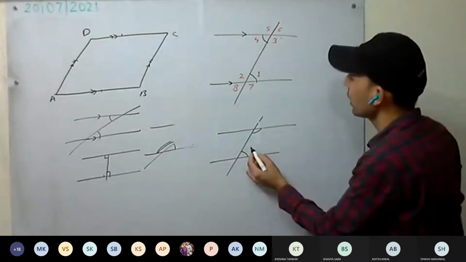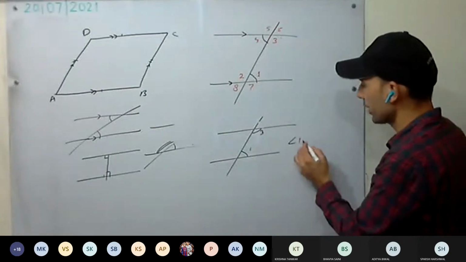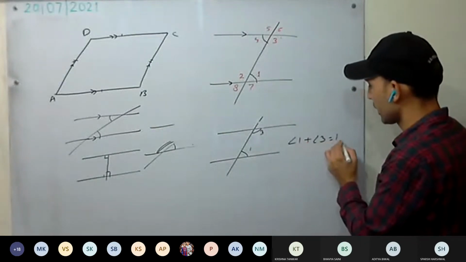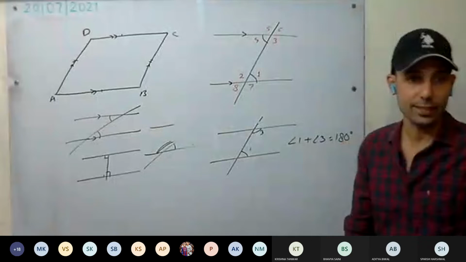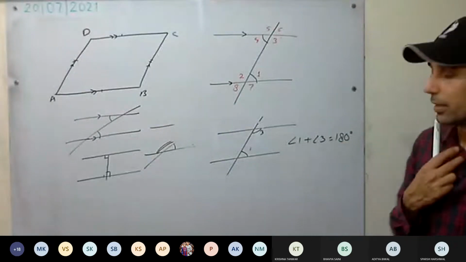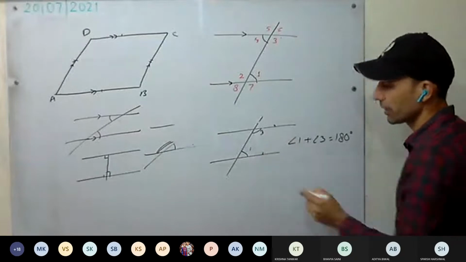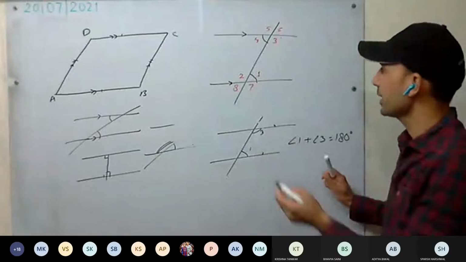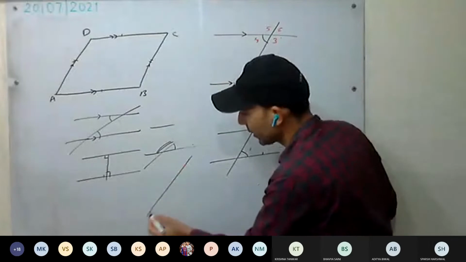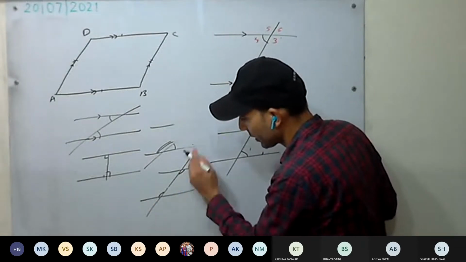It means angle 1 and 3, if we add them, how much will we get? Angle 1 plus angle 3. Supplementary means 180 degrees. Complementary means if we add them, they are 90 degrees. So the sum of these two angles is how much? 180 degrees. Okay.